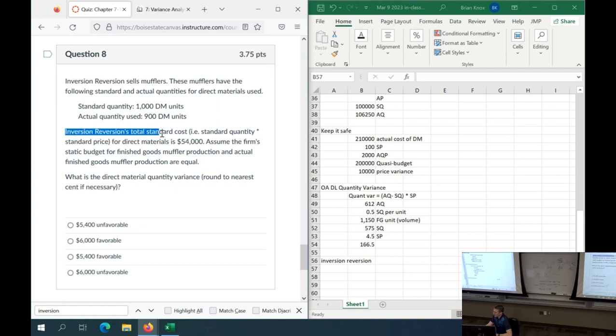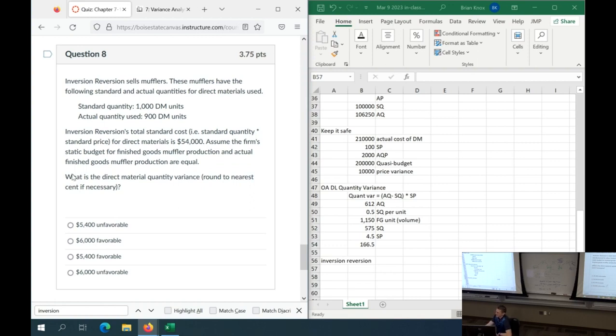All right, inversion reversion's total standard cost, i.e. standard quantity times standard price, is $54,000. So assume the firm's static budget for finished goods, muffler production, and actual finished goods. Oh, I did say that. I did put a sentence in there. See? I'm not that bad at this. I think I heard somebody laugh at that joke.